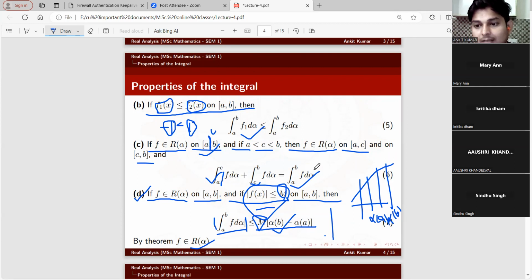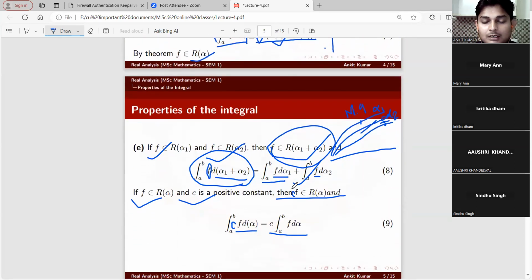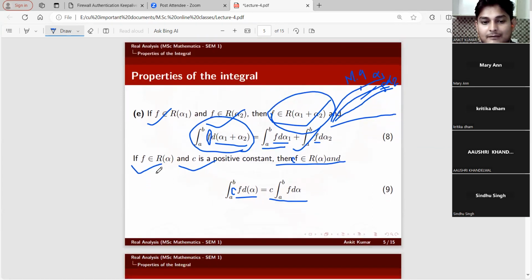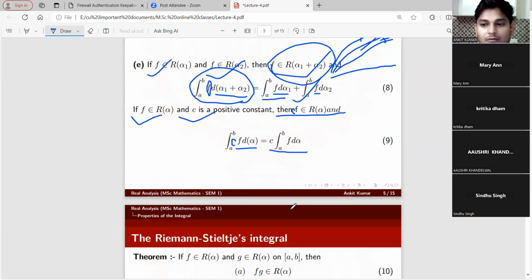is also Riemann integrable on those sub intervals. The next point says that if f belongs to R alpha and f is a bounded function, then the Riemann Stieltjes integral is also a bounded function. The property E says that if f belongs to R alpha 1 and f belongs to R alpha 2, then f belongs to R alpha 1 plus alpha 2, with their respective integrations. This part says that if f is any Riemann Stieltjes integral and c is any positive constant, then the product c times f belongs to R alpha. The integration from a to b of cf d alpha is equal to c times the integration from a to b of f d alpha. I hope these properties are clear.